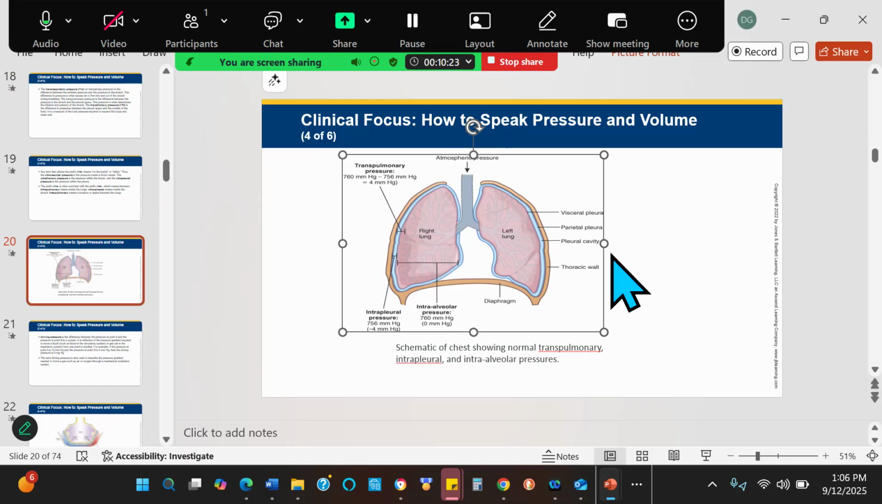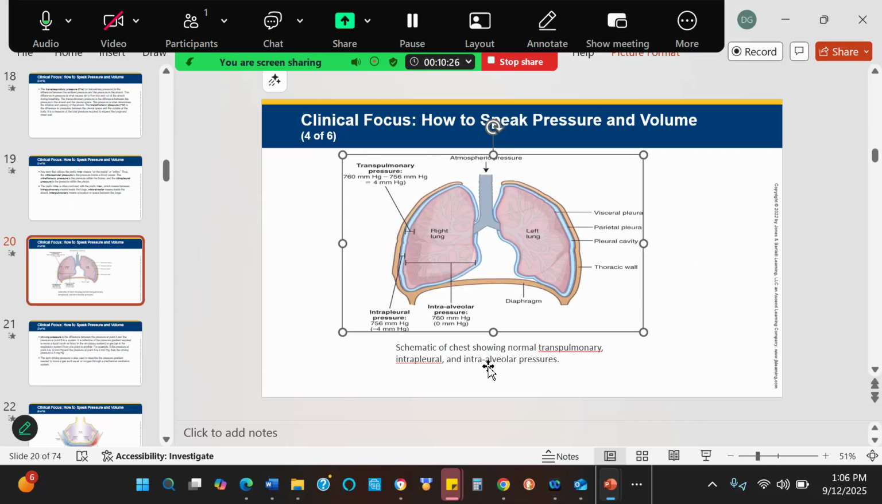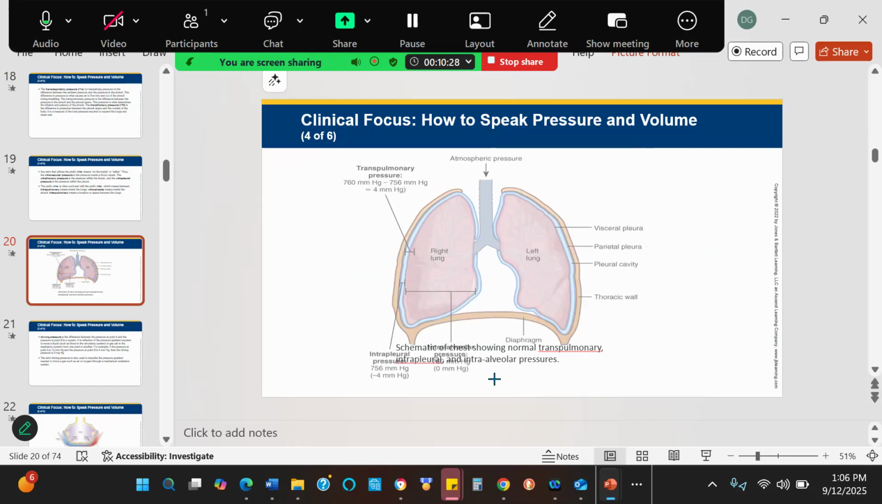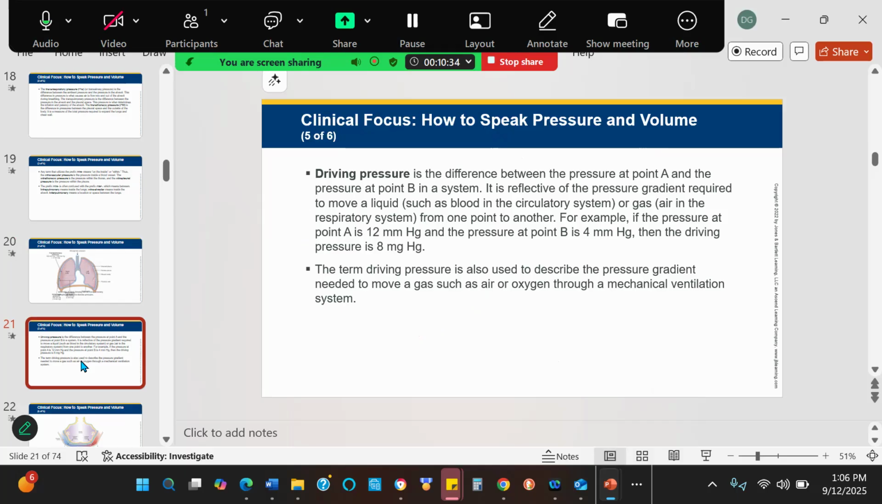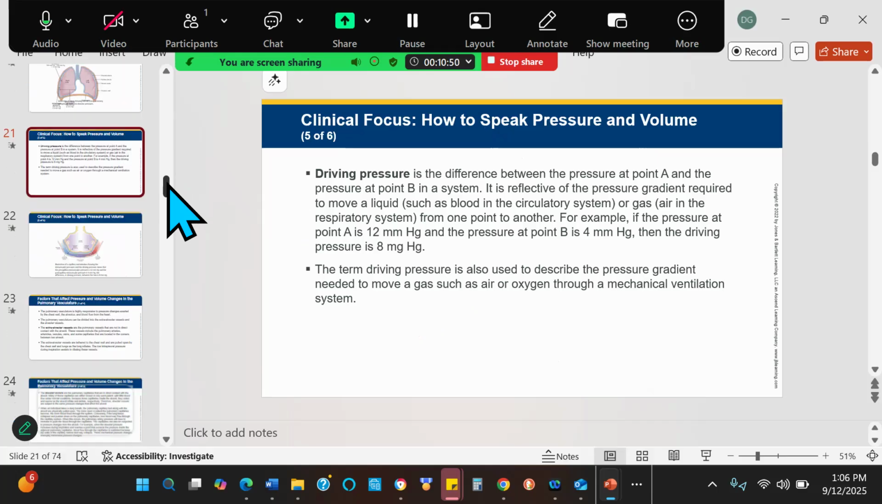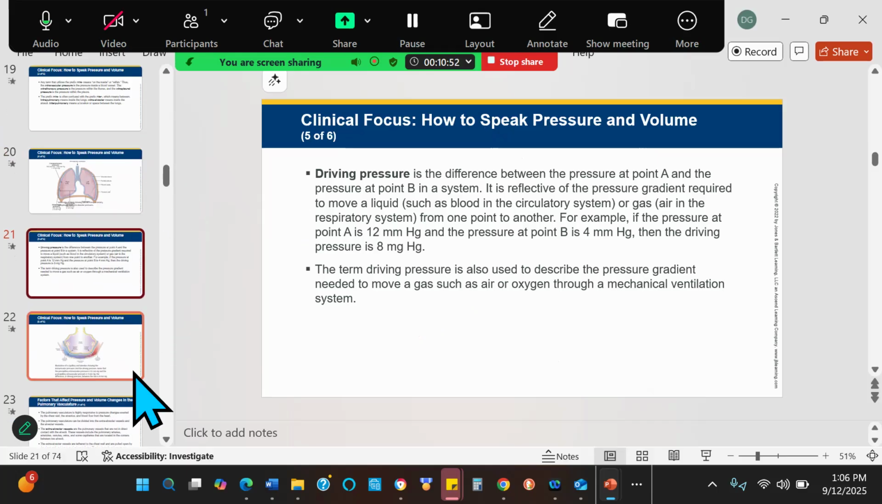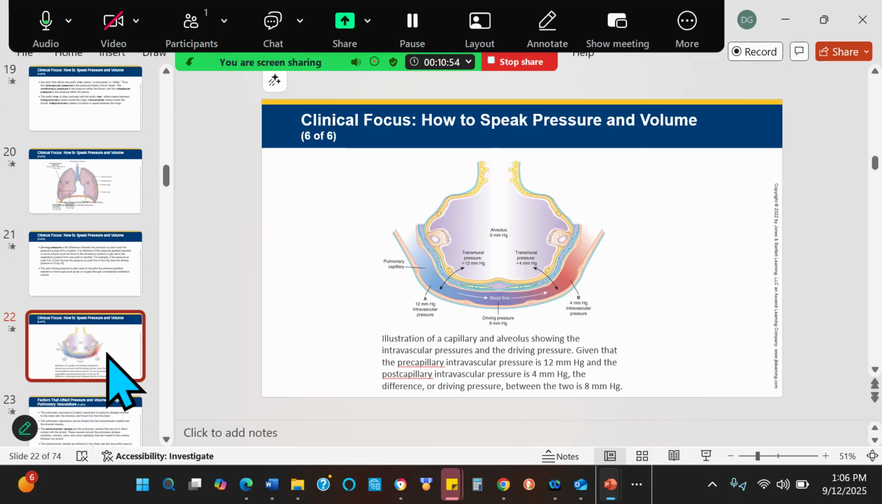There's just a picture of the various pressures, and there's nothing there that you need to memorize. Driving pressure is the difference between pressure at point A and point B in the system. That is the difference that is pushing blood through the system. Driving pressure is used for the pressure gradient that is moving really anything, but usually blood. It can also be used to describe the pressures moving air.